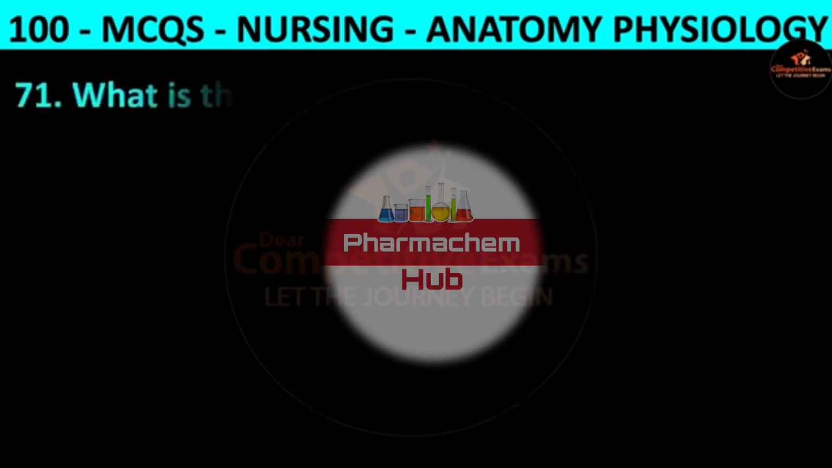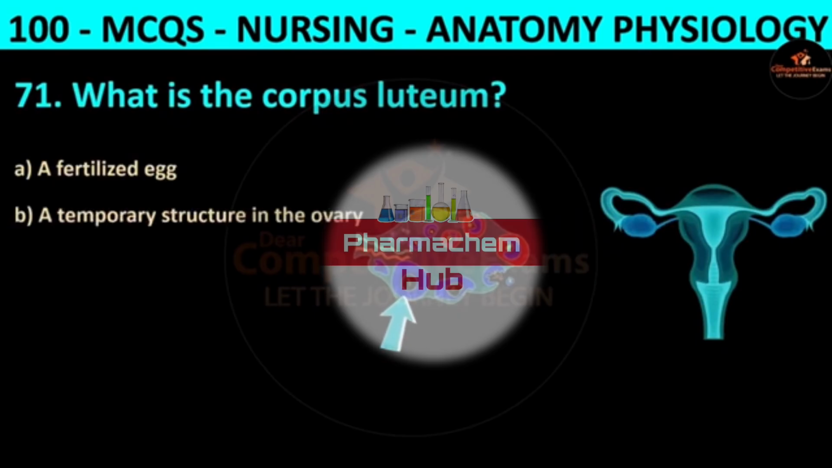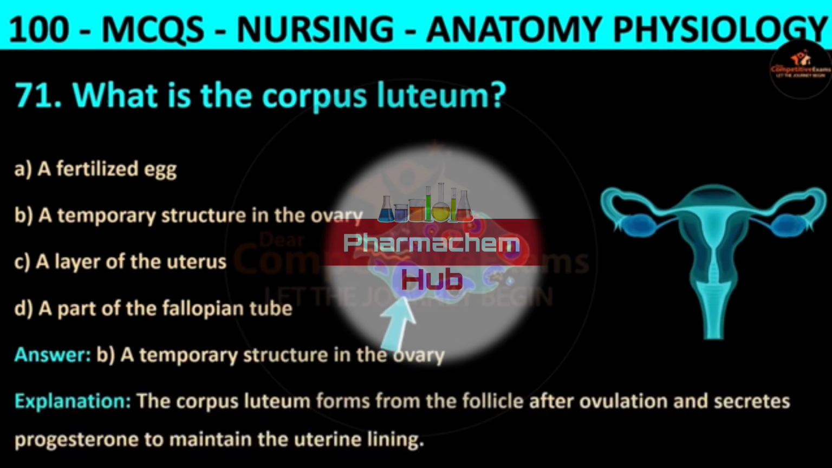Question number 71. What is the corpus luteum? Your options are a fertilized egg, a temporary structure in the ovary, a layer of the uterus, or a part of the fallopian tube? The correct answer is a temporary structure in the ovary, option number B. The corpus luteum forms from the follicle after ovulation and secretes progesterone to maintain the uterine lining.